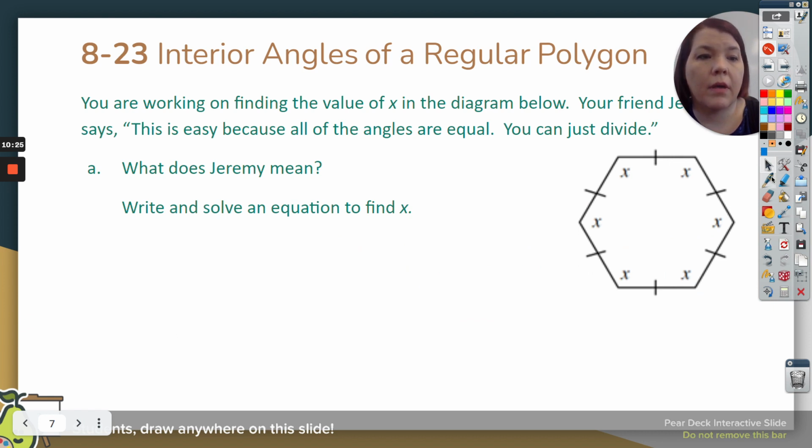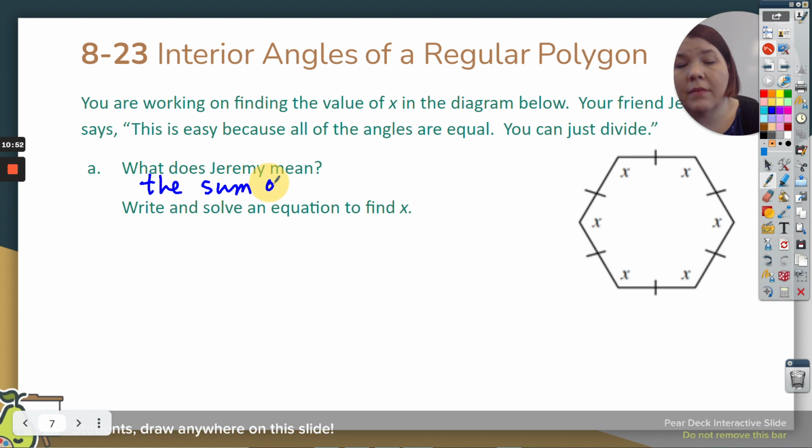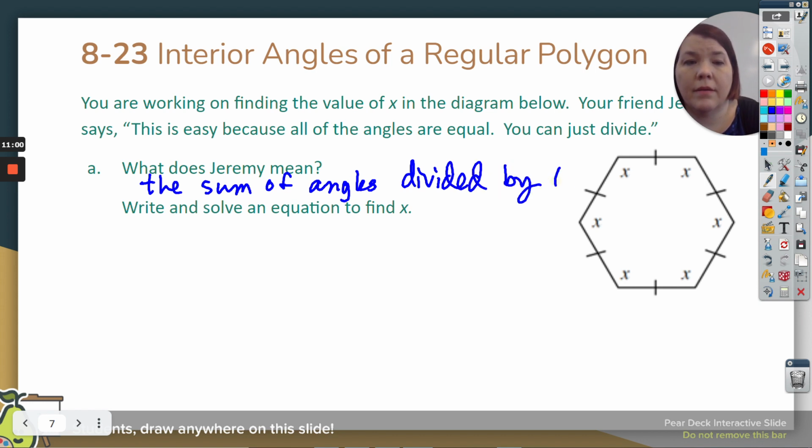You're working to find the value of x in the diagram below. Your friend says that's easy because all the angles are equal, you can just divide. Jeremy is your friend, and his name was under my face, so I didn't know. So what are we dividing, and what's he talking about? All the angles are equal. The sum, six, yes.